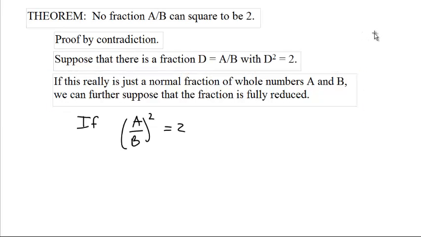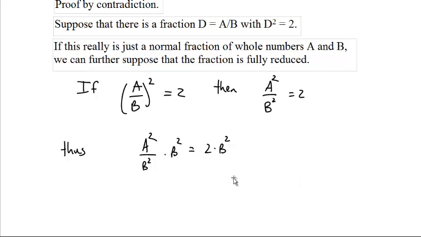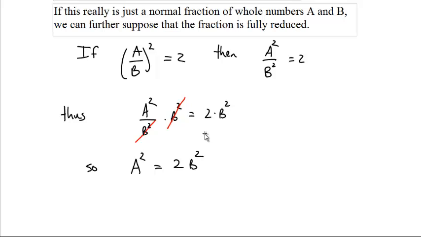Fine. So, if d squares to be 2 and d is a over b, then a over b squares to be 2. And a over b times a over b is just a squared over b squared. So a squared over b squared is 2. Now we take that a squared over b squared equals 2, and we multiply both sides by b squared. A squared over b squared times b squared equals 2 times b squared. We can cancel out the b squareds, and we're left with a squared equals 2b squared.